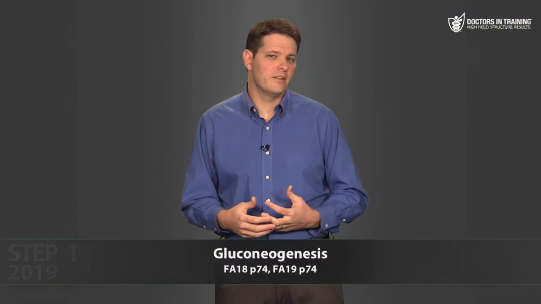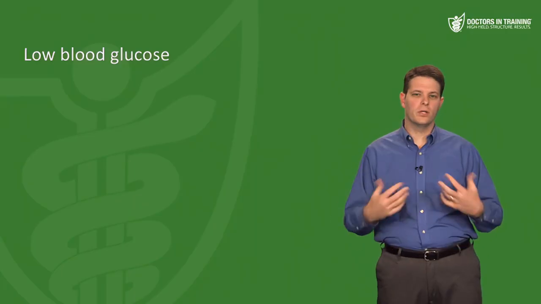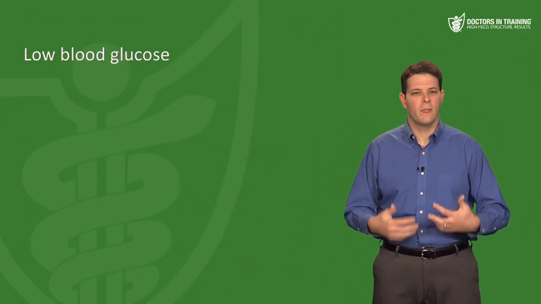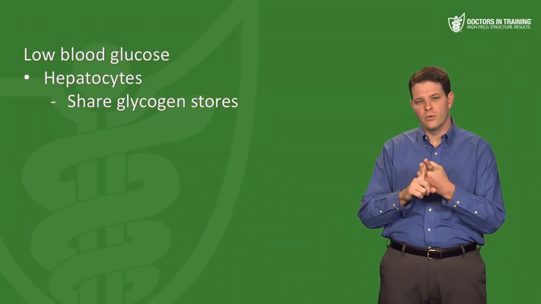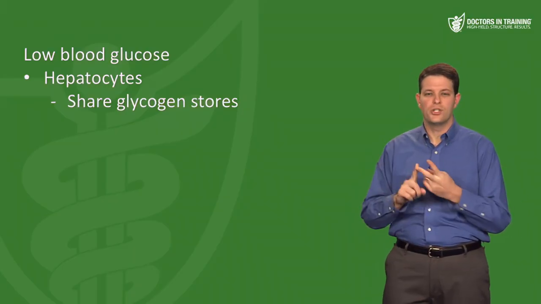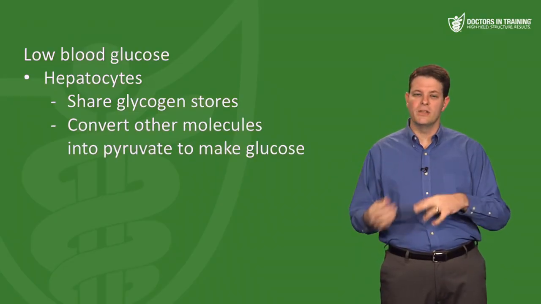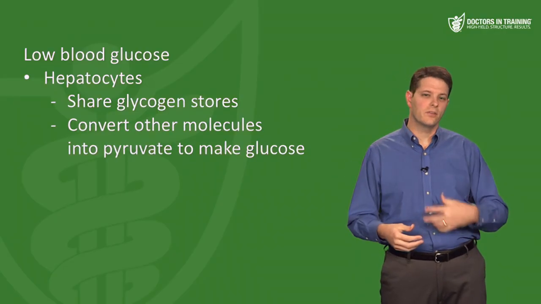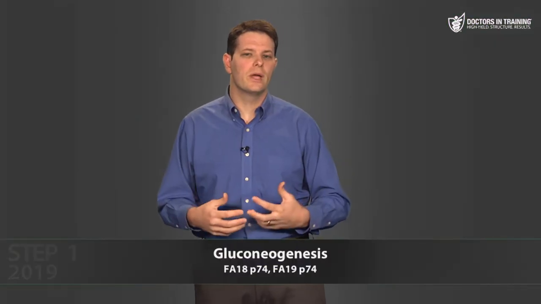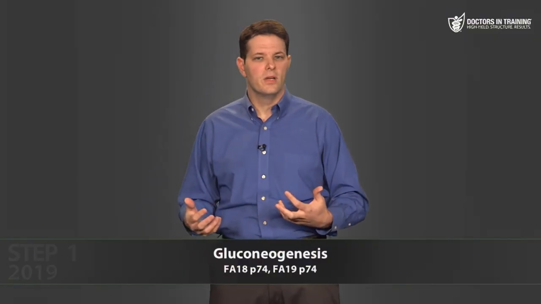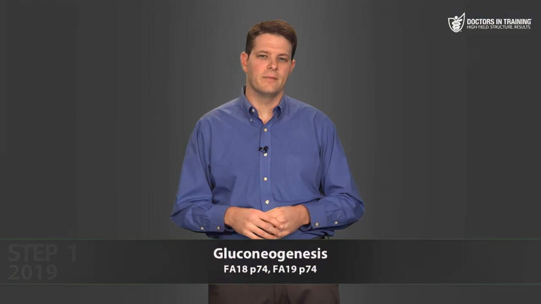And when does gluconeogenesis take place? Well, it takes place whenever blood glucose is low. So when your blood glucose is low and your cells need glucose, hepatocytes start doing 2 things. Number 1, they're going to start sharing their glycogen stores, which we're going to go over in the next video. And number 2, the hepatocytes will start converting other molecules into pyruvate and using that pyruvate to make glucose. And that's gluconeogenesis, the making of new glucose. So if you're unable to create new glucose from other substrates, the blood sugar is going to remain low and you're going to get hypoglycemia in the fasting state.